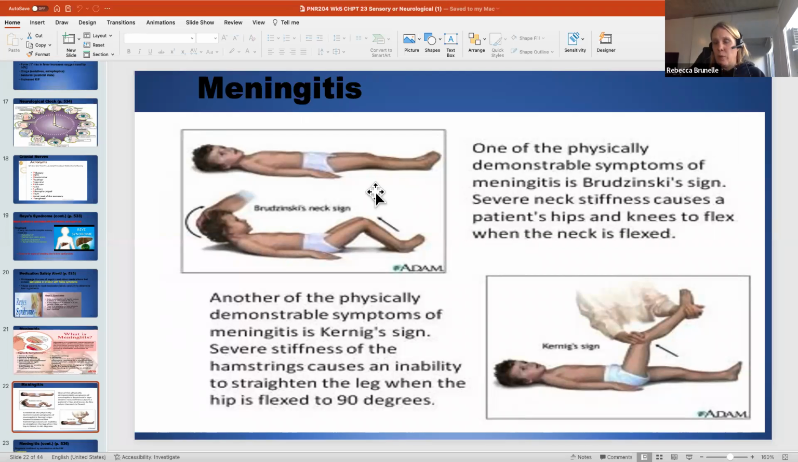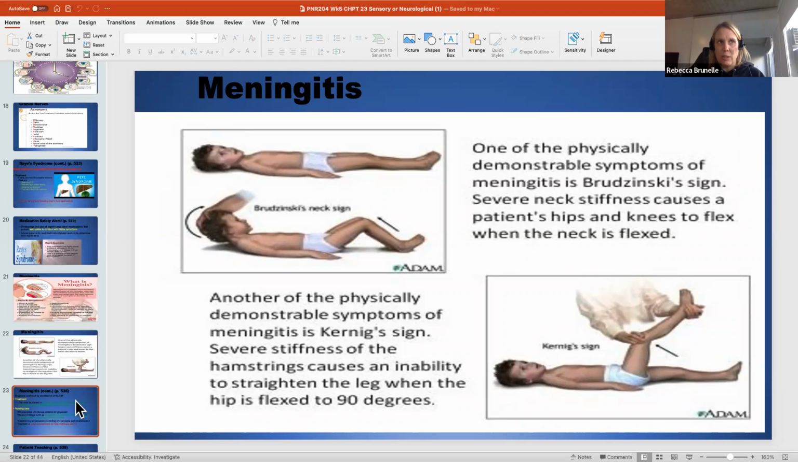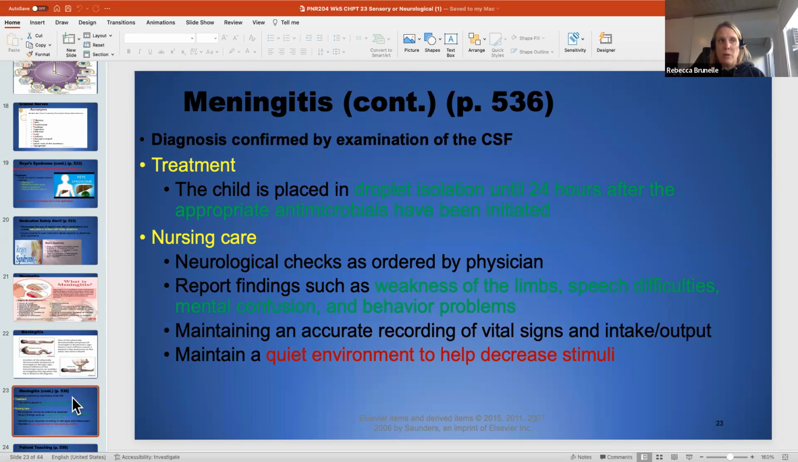Neither one of these is definitive for meningitis, but they are commonly used and tested for if you're suspicious of meningitis. Does anyone know what would be definitive? How would you definitively say this kid has meningitis? What type of tests do you do?